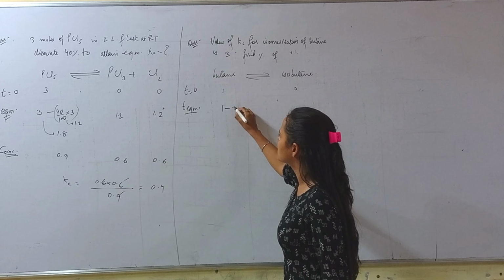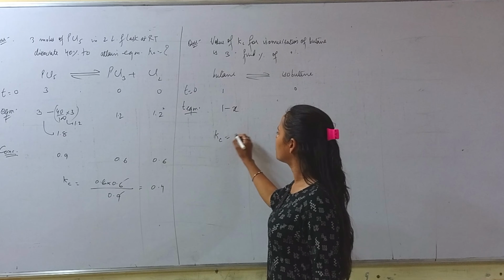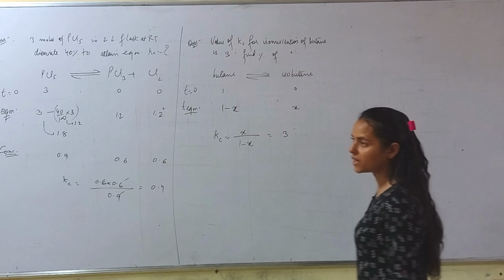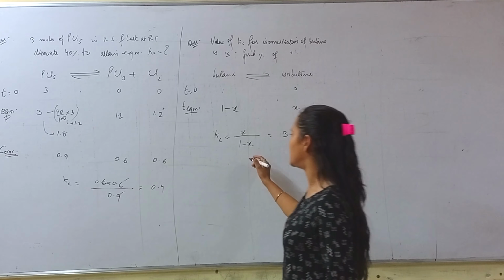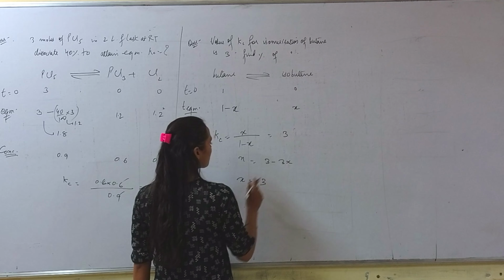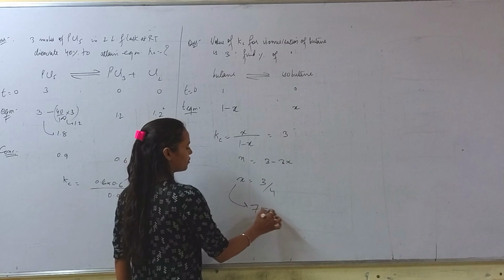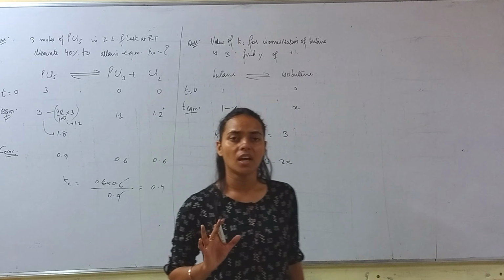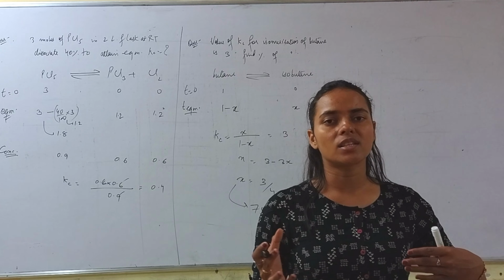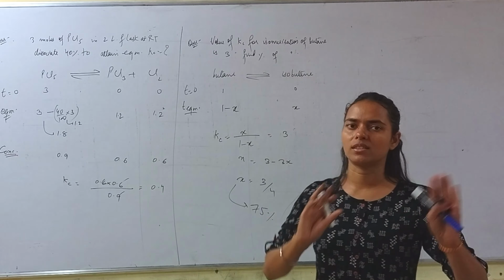Let us take it as X, and X will be formed over here. Now, Kc from here should be X, product, upon reactant, 1 minus X, and this value is given as 3. Now it has become easy: X is equal to 3 minus 3X, and X is equal to 3 by 4. So 75% is dissociated. The other way around, if the question asks how much of the butane is left for isomerization, that will be 25%. So just read the question wisely.